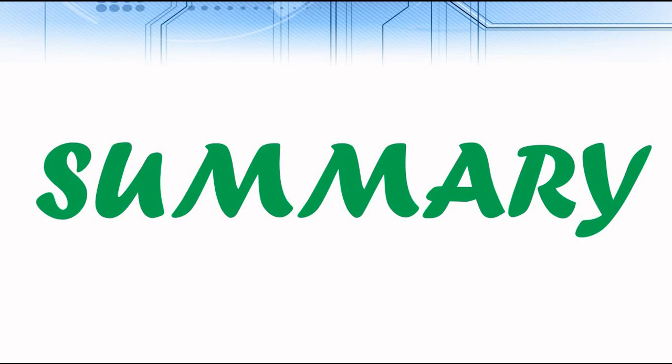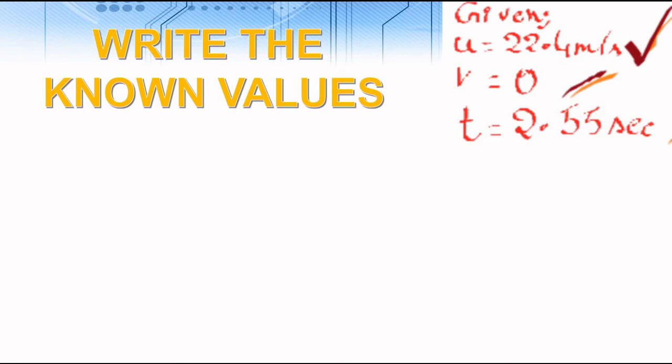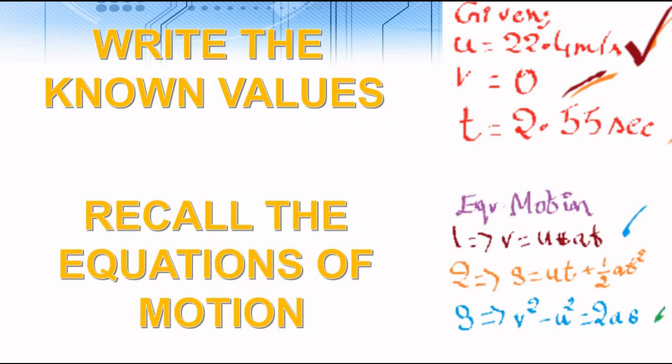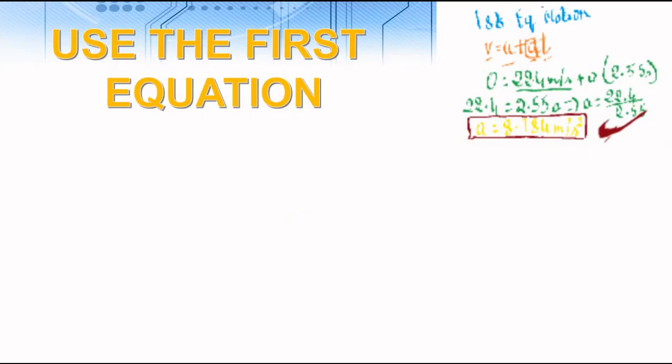So let's look at the summary of the question that we have solved right now. So the first step that we did is to write the known values or the given values from the question. And the second step that we did is that we recall the equations of motion that we have. And the next step that we did is we used the first equation of motion, which is v is equal to u plus at, and just substituted the values which were given to us from the question and got the acceleration as 8.784 meter per second square.